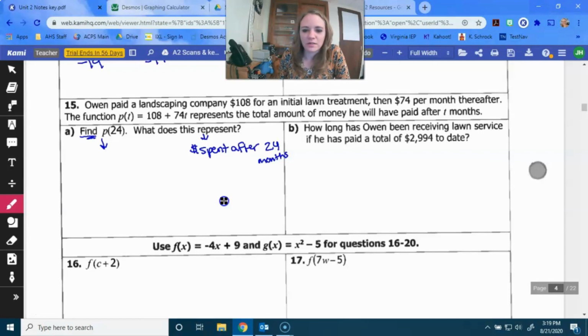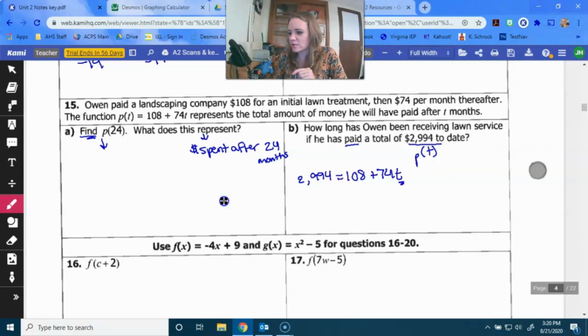Okay. All right. And then if he had paid a total of $2,994 to date, that would be a result of whatever some number is here. So this is your P of T. So you have to plug that in at the beginning as well, like the 13 and 14 up here. 2,994 will be equal to, and then put your equation. And then this time you're isolating T. So isolate T and see what that results to be.